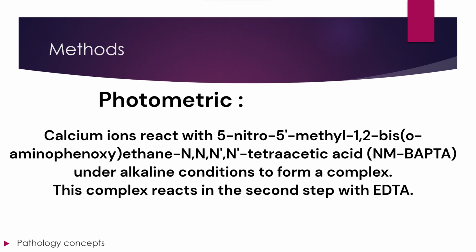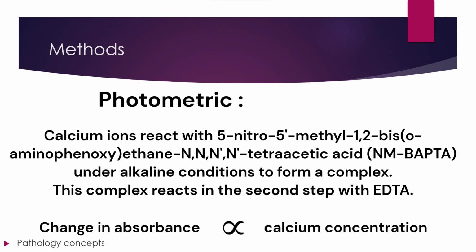The next method is the photometric method. Calcium ion reacts with 5-nitro-5-methyl-1,2-bis(o-aminophenoxy)ethane-tetraacetic acid, also called NM-BAPTA, under alkaline condition to form a complex. This complex reacts in the second step with EDTA. The change in absorbance is directly proportional to the calcium concentration and is measured photometrically at 340 nanometers.